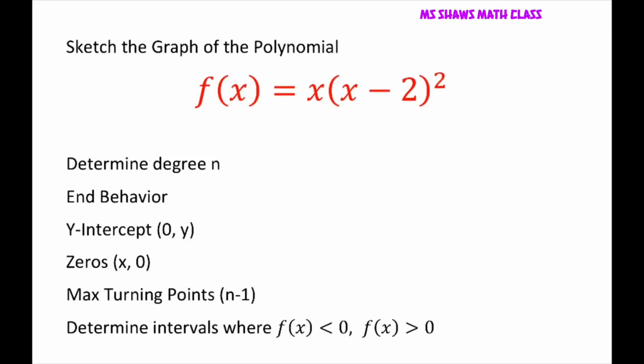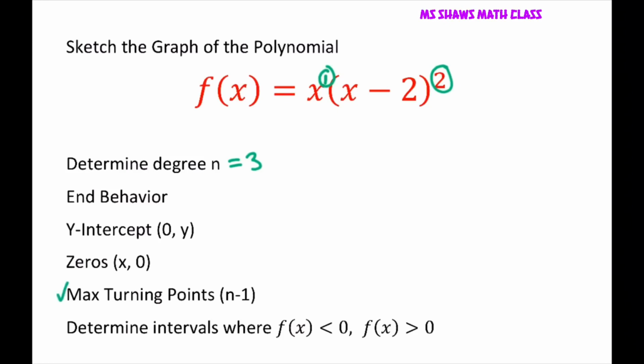Hi everyone, we're going to sketch the graph of this polynomial, and let's first fill out some information. The degree of this polynomial is 3. That just means you're taking your x's, if you don't want to put this in standard form, and you just add them up. 1 plus 2 is 3.